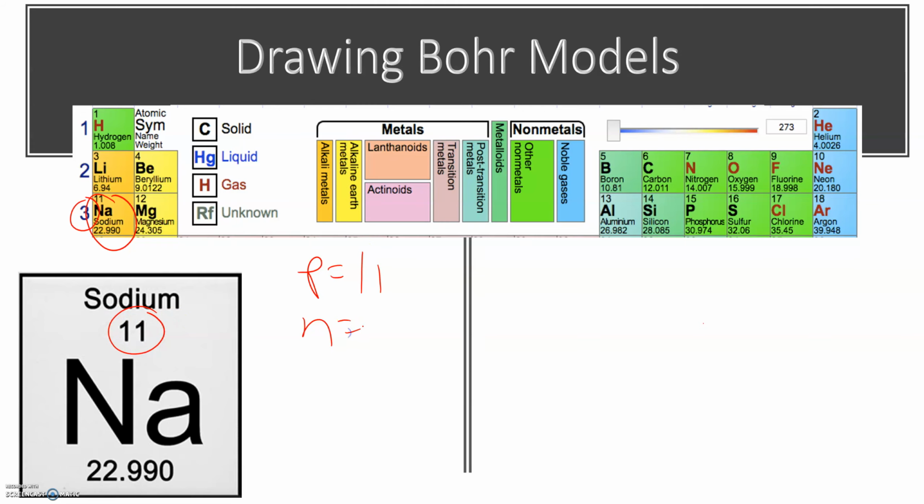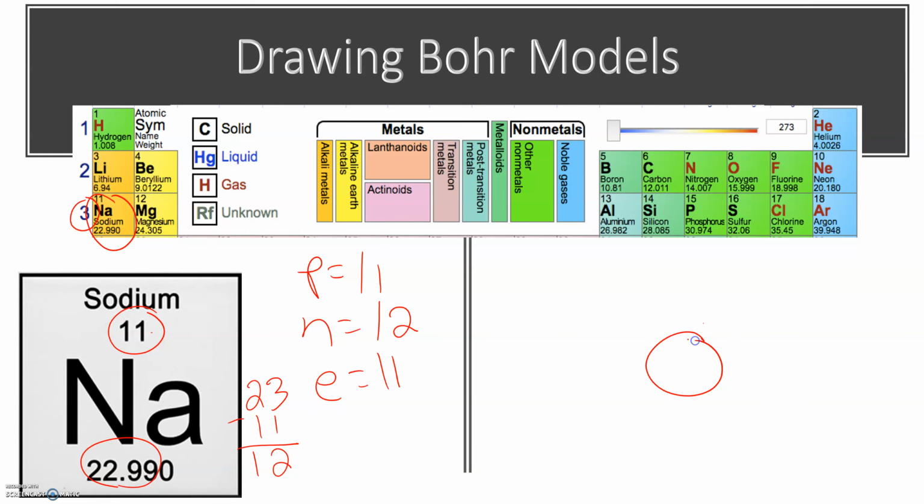Neutrons, how do we figure that out? We're going to take this and subtract that, right? So round that to 23 minus 11. That's going to give us 12. So we've got 12 neutrons. And then for our electrons, it's going to be the same as the protons. Okay, so that's how we come up with that.